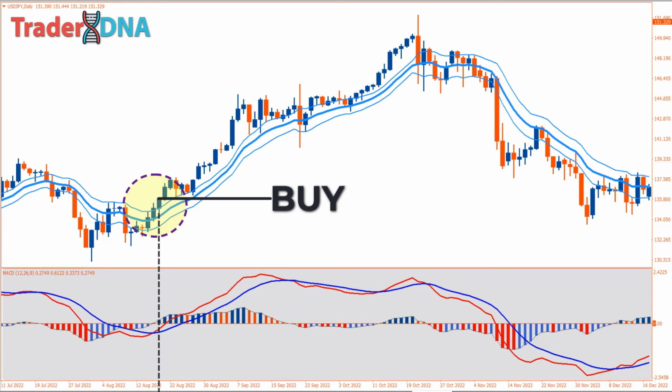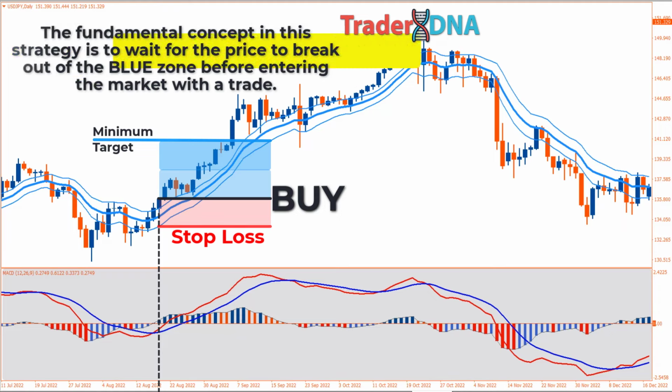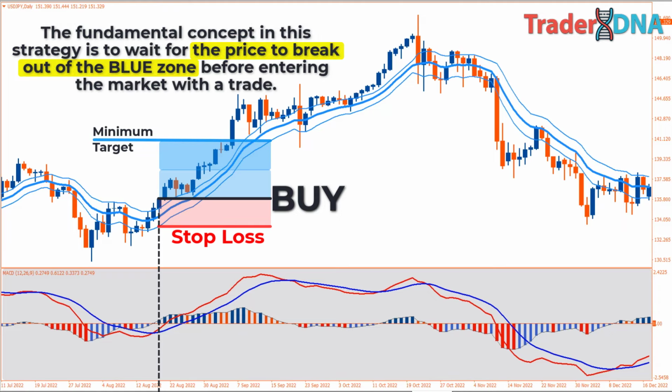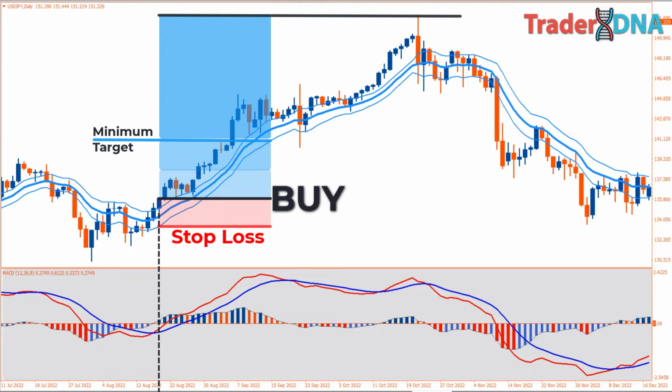Don't forget to place your stop loss below the blue zone line, with a minimum target profit of at least 2 times your trading risk. It must always be remembered that the fundamental concept in this strategy is to wait for the price to break out of the blue zone before entering the market with a trade. Now, let me provide you with another example to further clarify.